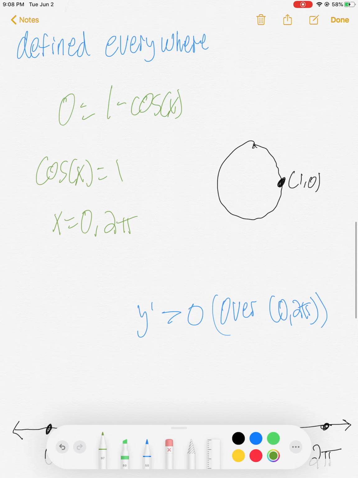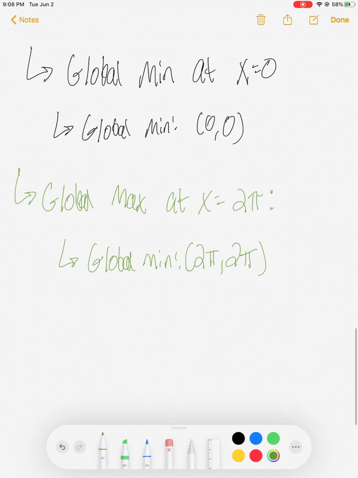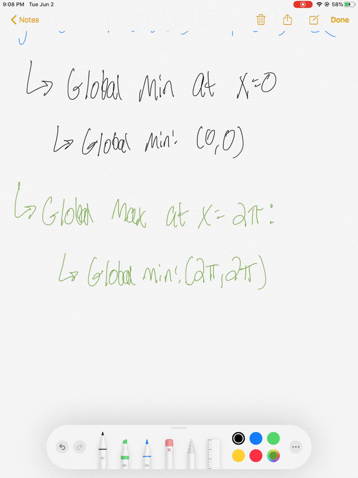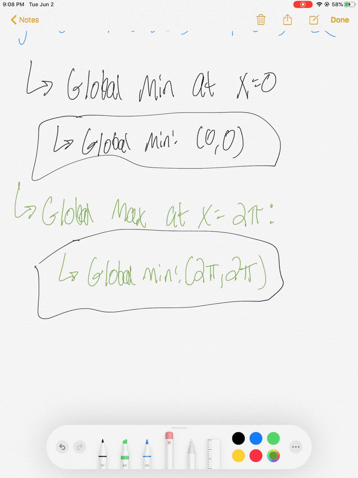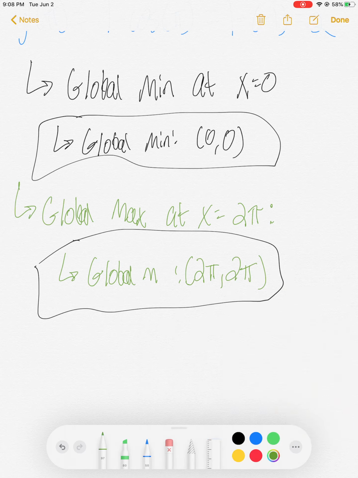So if we go ahead and plug that into our function, the x is 2 pi. The y, if I look at my function, y equals 2 pi minus sine of 2 pi. Well, sine of 2 pi is 0. So this is just 2 pi, 2 pi. All right? So we have found our global max and our global min. I'm seeing that I wrote this wrong. That should say global max. Do what I say, not what I do. Okay. Great.